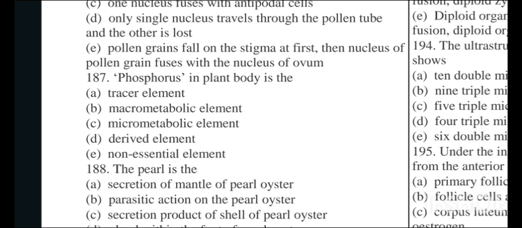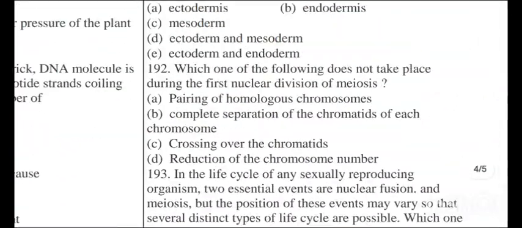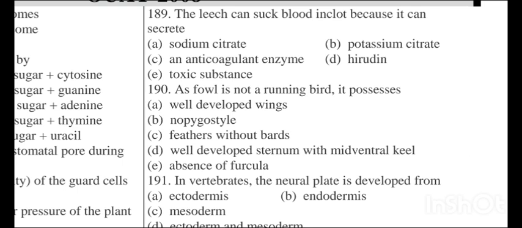Okay, next question, the pearl is the, so the pearl is the secretion of mantle of pearl oyster. Next question, the leech can suck blood in clot because it can secrete. So the right answer is toxic substance. As fowl is not a running bird, it possesses, so it possesses no pygostyle.